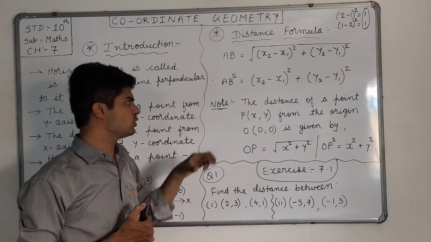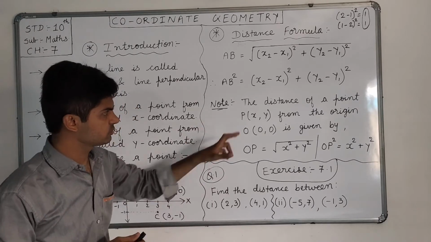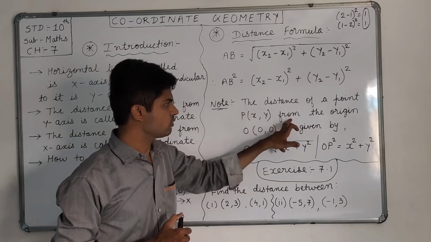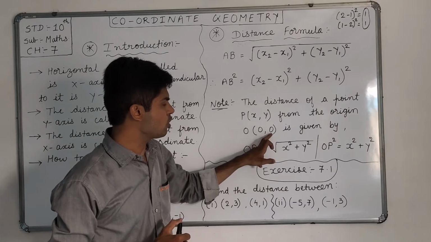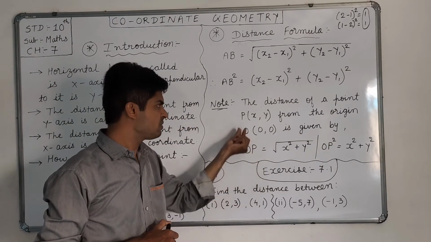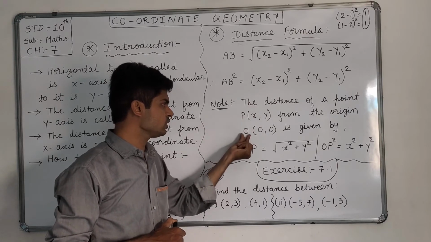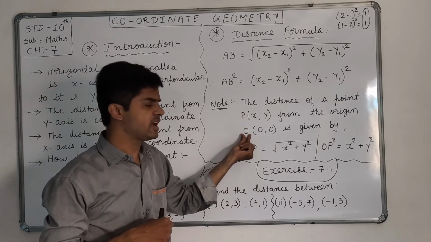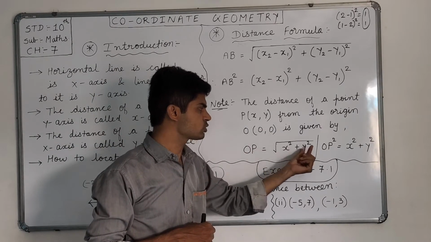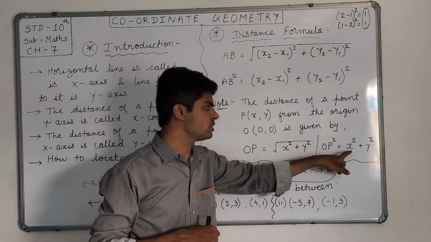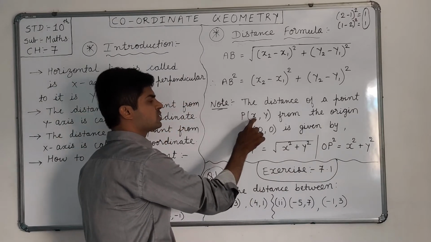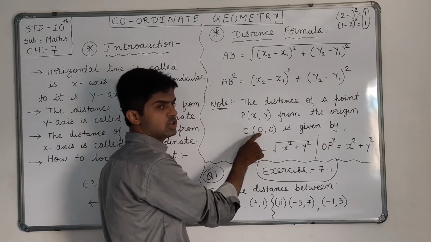Now one note which is important for 1 mark. The distance of a point, suppose the point is P(x, y), from the origin O(0, 0) is given by the formula OP. OP means ये जो दोनों points के आगे के initials होते हैं, right? Okay. OP is equal to under root x square plus y square, or the second formula, OP square is equal to x square plus y square. Now how did this formula come? Here the first point is x and the second point is 0.